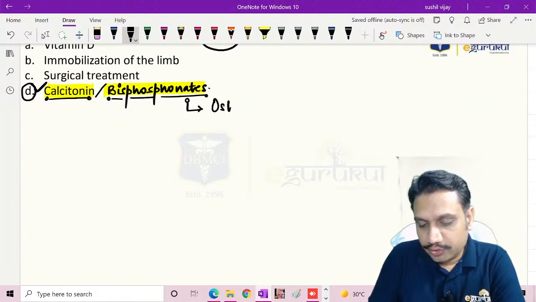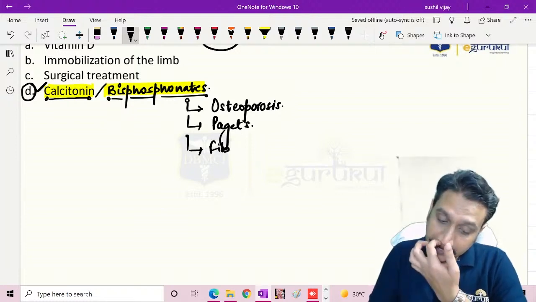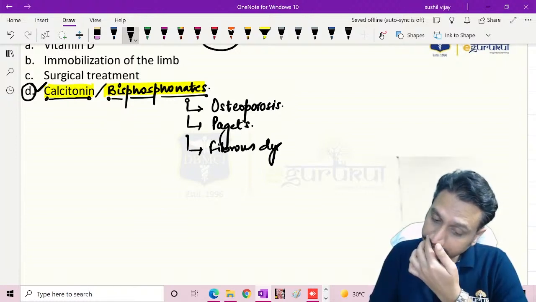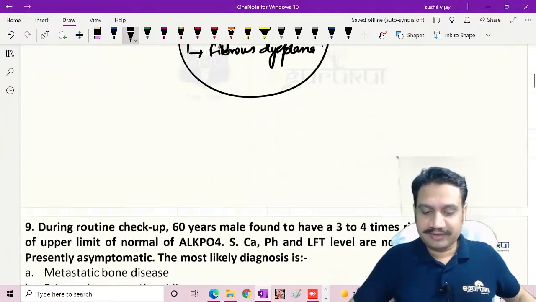I have told you already two of them. One, osteoporosis. It is a drug of choice for osteoporosis. Second, Paget's. And the third condition which I want you to remember is a tumor where you give this. It is fibrous dysplasia. So osteoporosis, Paget's and fibrous dysplasia.